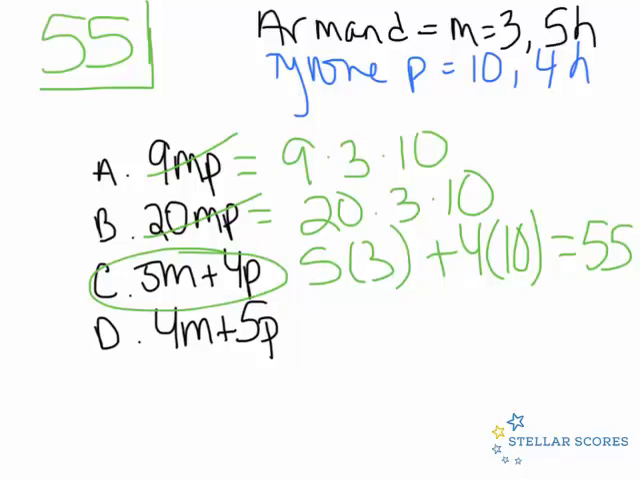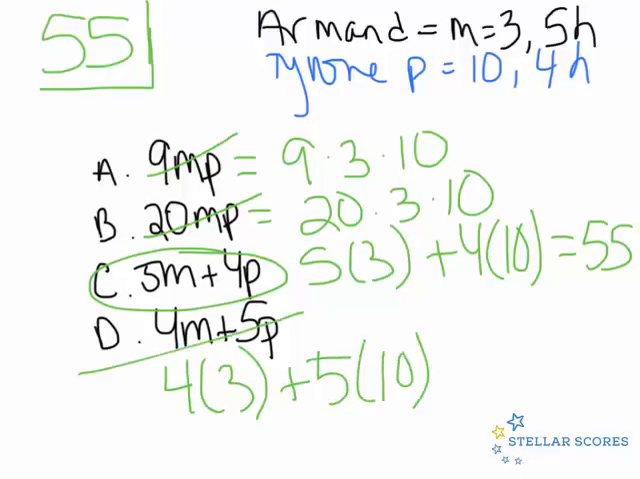Let's just double check that D isn't right. 4 times 3 plus 5 times 10. Nope, that is too high. So that's the other way to solve this. Make up numbers for the variables and then see which expression in the answer choices matches your numbers.